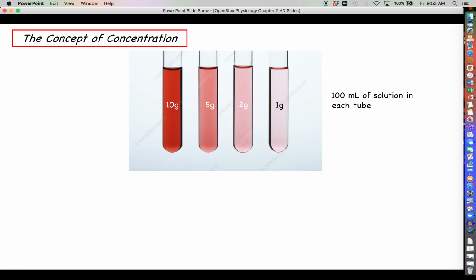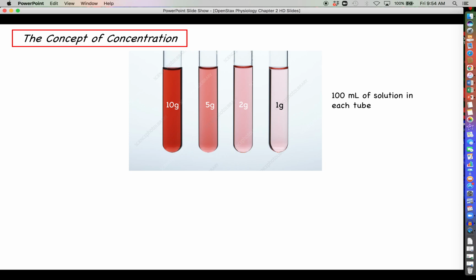So for a little exercise here, take a look at these 5 test tubes here. What we can assume from the outset is that each of these test tubes has an equal amount of solution. So we'll just say each tube has 100 milliliters of solution. Now, you can just look from the color that each tube has a different chemical composition. They've all got the same volume of solution, but they each have different solute compositions in terms of concentration.